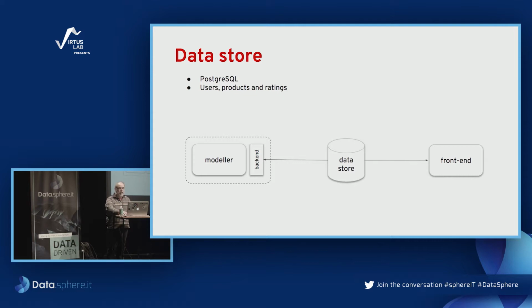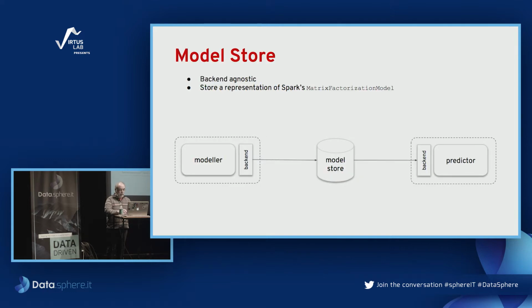This is backend agnostic, as you write an API for the data store, and this allows you to easily swap data stores within this architecture, so you don't need to touch any of the other code, since all of these services are communicating via a common API.